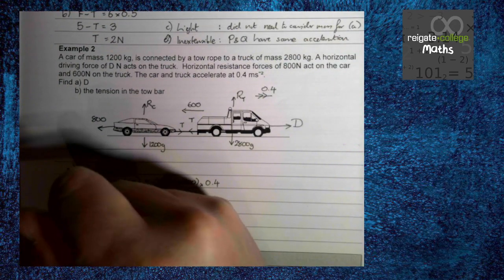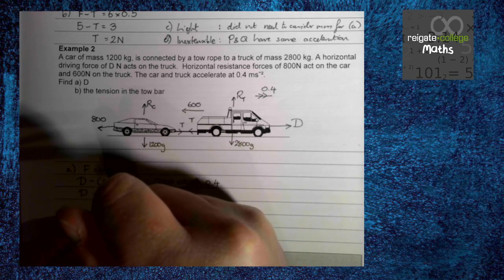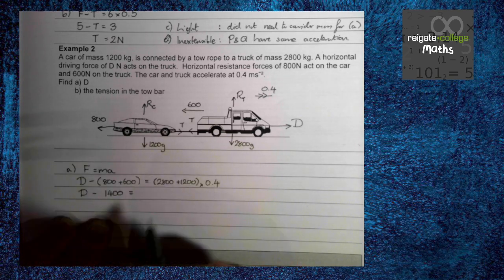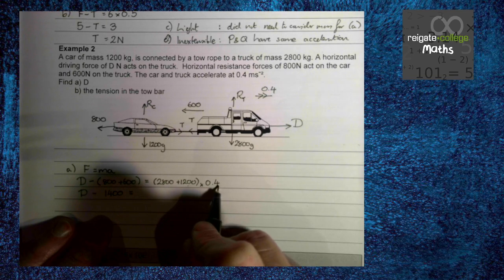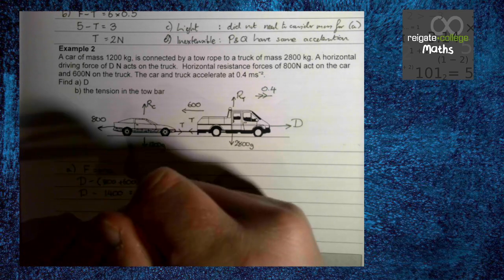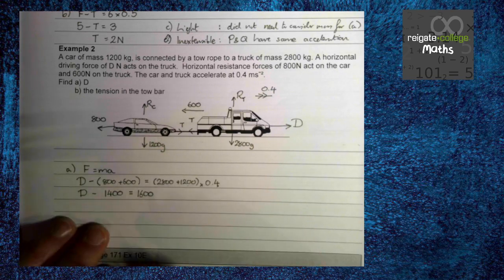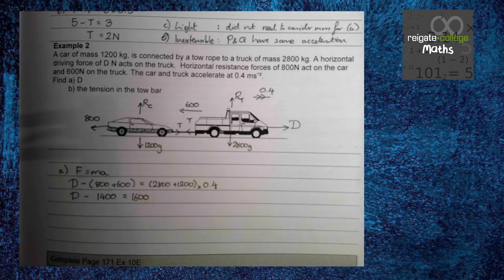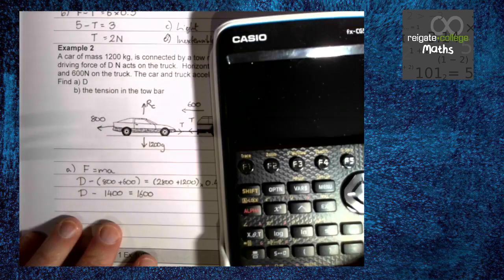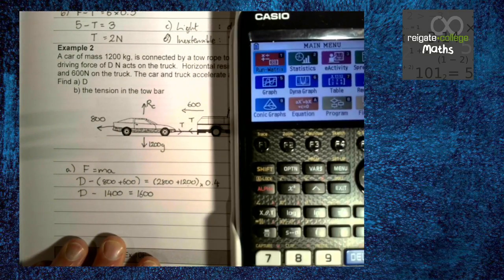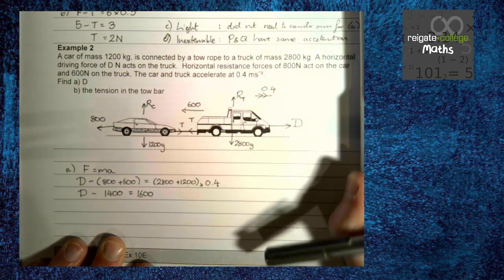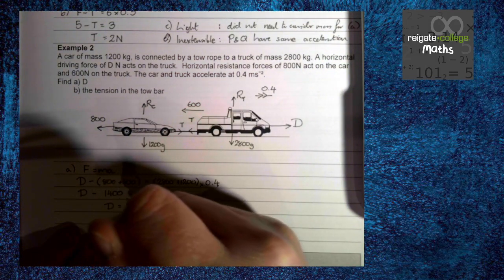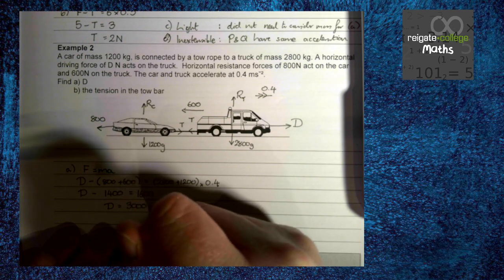So we know that D minus 1,400 is going to be equal to 4,000 times 0.4, 1,600, I believe. Let's just check it. So we've got 2,800 plus 1,200 times 0.4. Okay, good. I was right. So D is going to be 3,000 newtons.